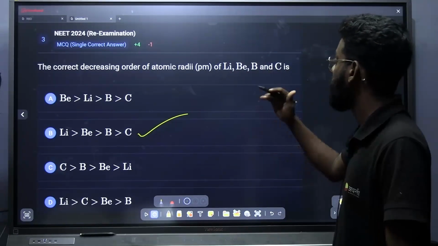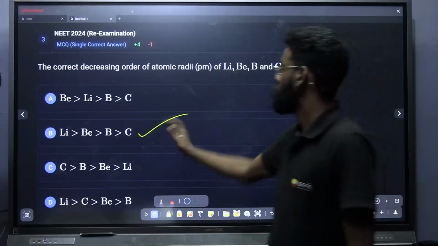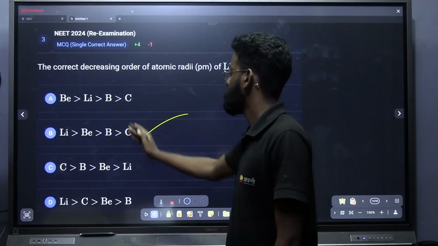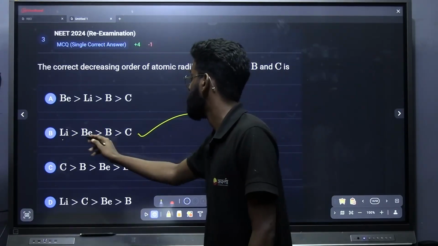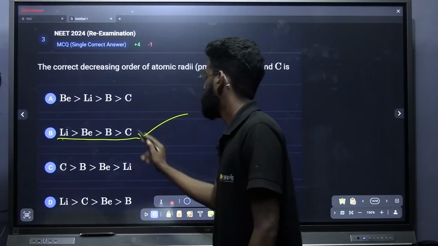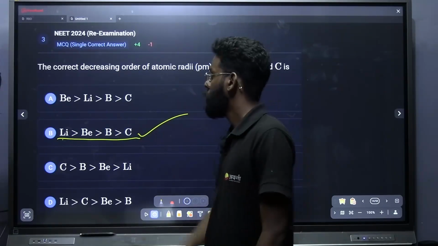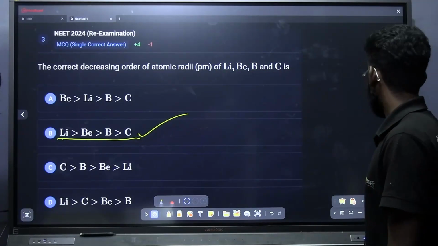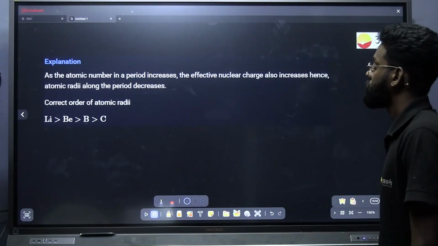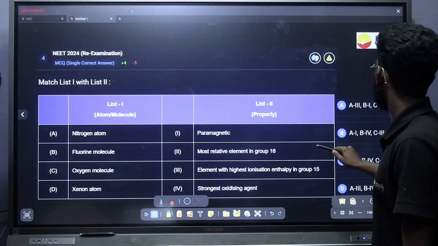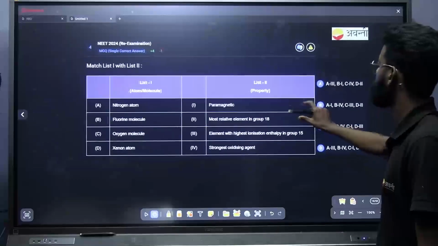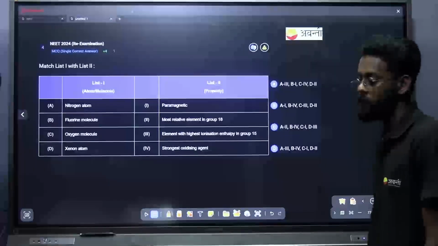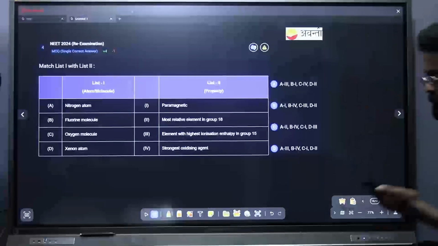There are no exceptions in the atomic radii if I go from lithium to carbon. Carbon is on the right side, then comes boron, then beryllium, then lithium. It is following the left to right general trend. So this is the order of atomic radii. Okay, we can move to the next question. Yes, here is the next question for you. Give me the answer.